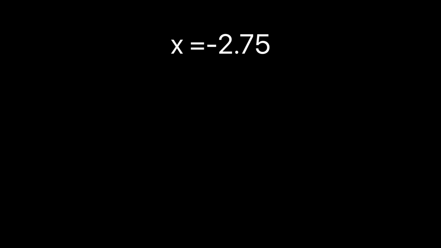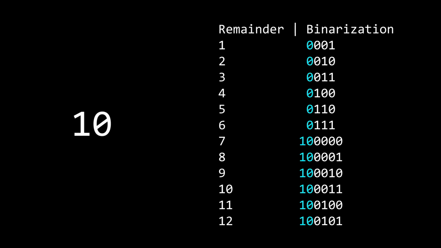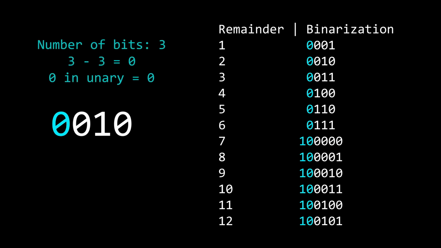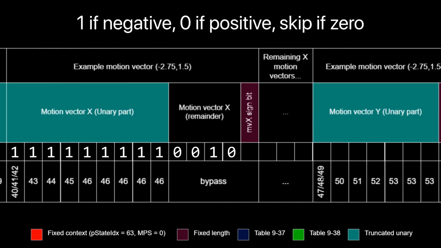For the unary part, multiply by 4 to remove decimals. Get the absolute value, write it in unary, and limit it to 9 bits. The remainder part only applies if our value was greater than 9. Subtract 9, write it in normal binary, and add zeros before until it's at least 3 bits. Then, prefix it with the unary of the number of bits minus 3. Finally, for our sign bit, if our value is negative, write a 1. If it's positive, write a 0. And if it's 0, write nothing.